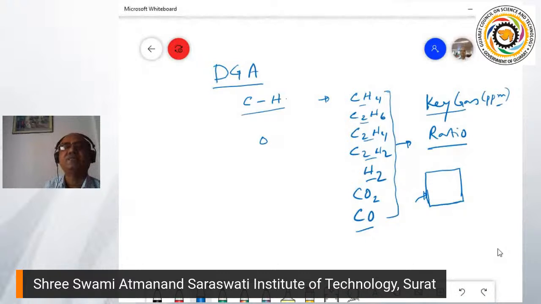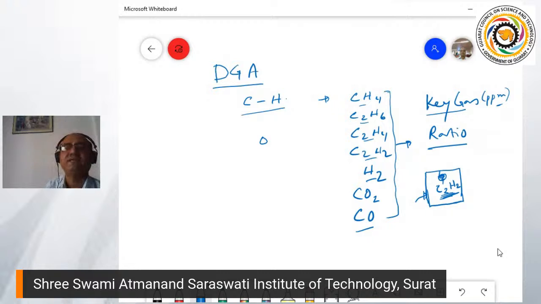The problem of this key gas method is that if one day a fault is initiated and because of that some component of some gases has increased, and now this fault is being rectified, the total transformer oil is not degassed. Only a sample is taken. So after some time, if you test this dissolved gas analysis again, this same gas will be found. So this is the drawback of the key gas method.